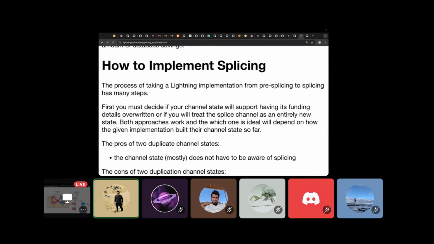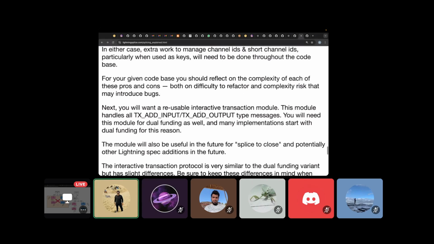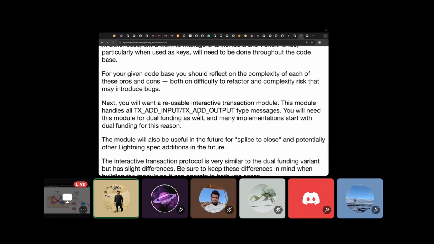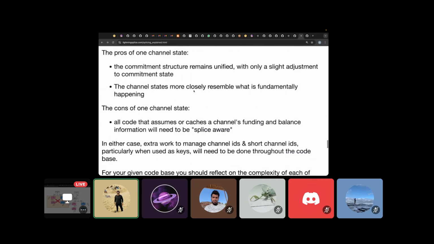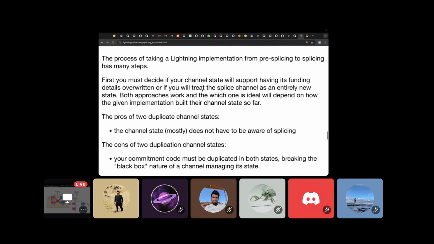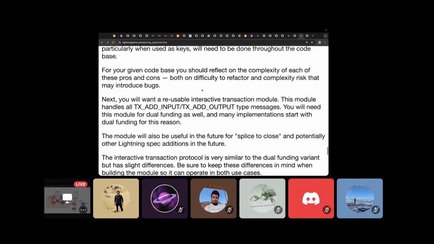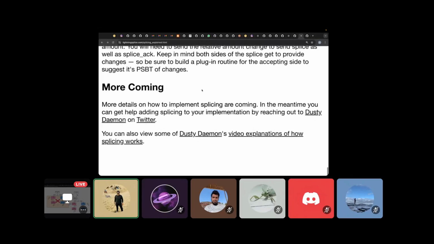Now, this section deals with how to implement splicing. This is for developers who will be working to implement splicing into LDK or LND or any other client. So you can read it up and see how Dusty suggests you implement splicing for wallets. Yeah, I guess this was it.